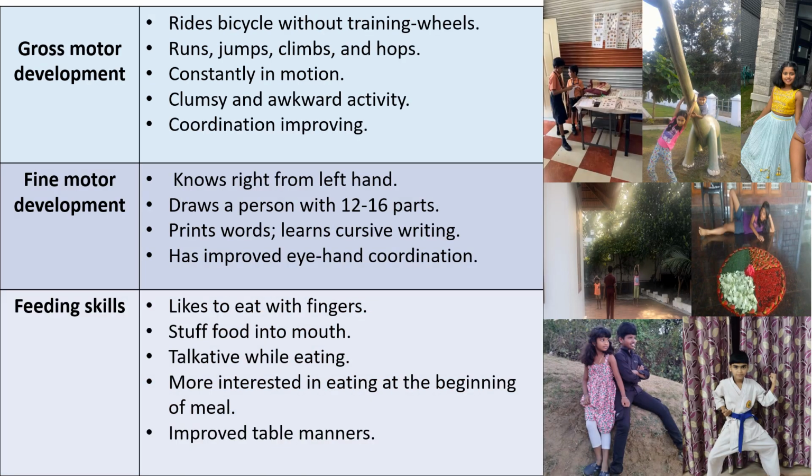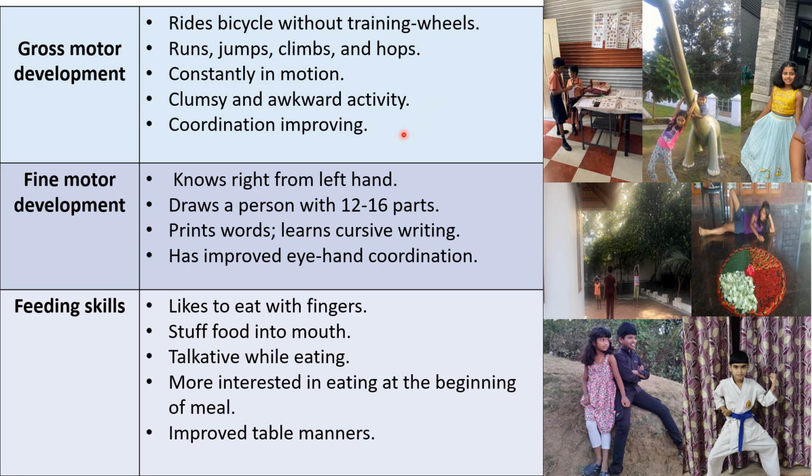Gross motor development. Rides bicycle without training wheels. There is no need of the side wheels. Runs, jumps, climbs and hops. Constantly in motion. Clumsy and awkward activity also you can see sometimes from the schooler.